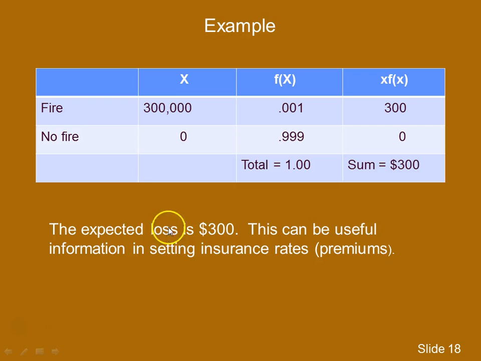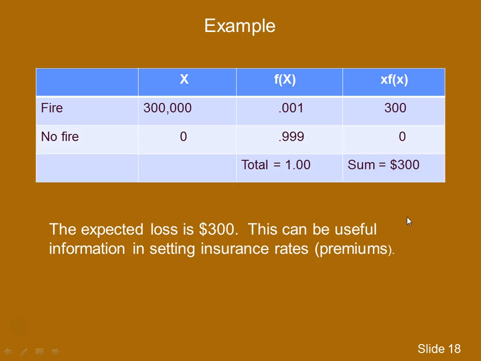The first thing we can do here is calculate the expected loss to the insurance company. 300,000 times 0.001 is 300. 0 times anything is 0. Add those up and you get the expected loss to be $300.